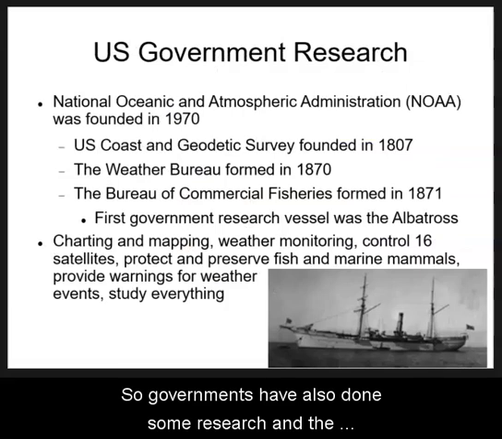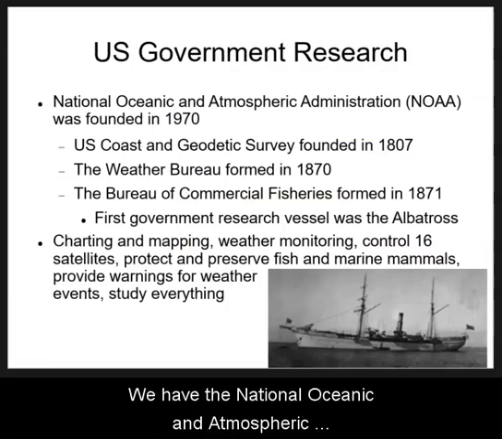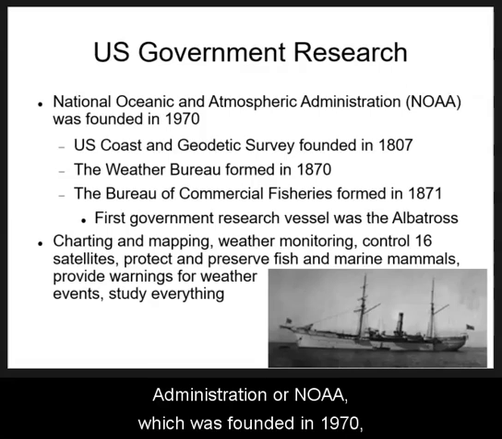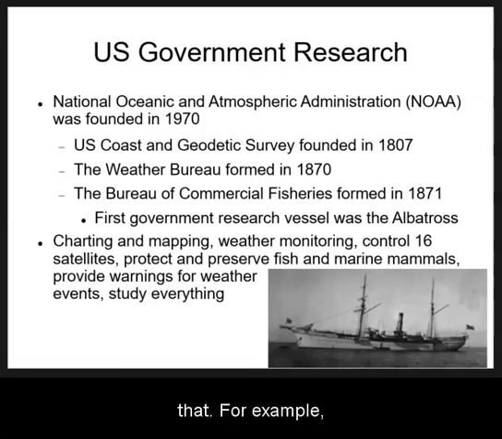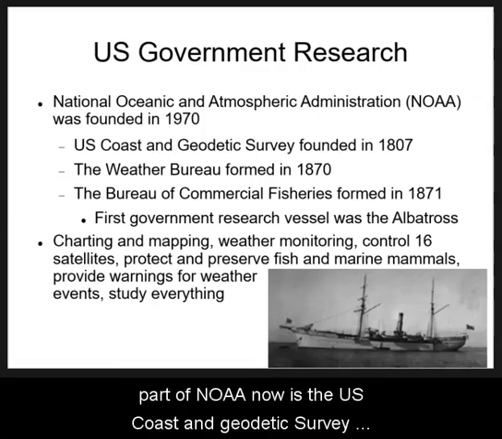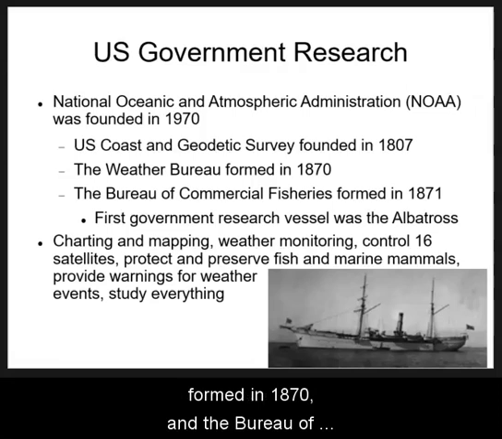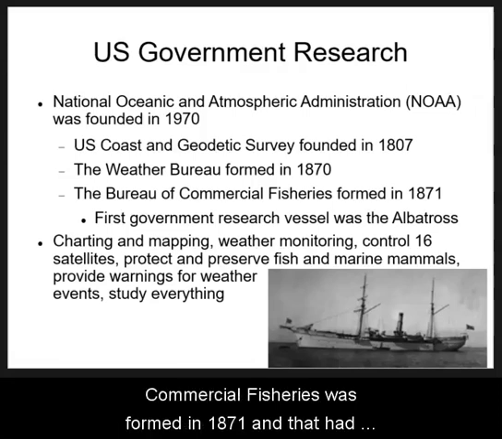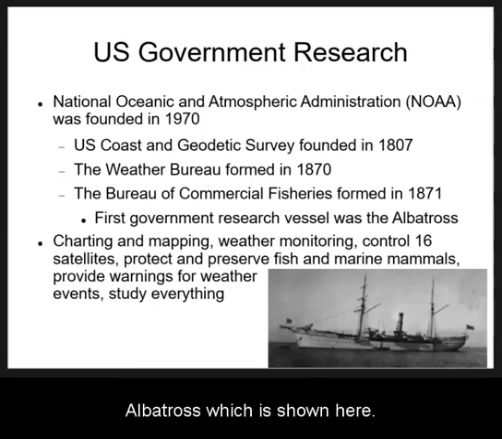Governments have also done research, and the U.S. government is no exception. We have the National Oceanic and Atmospheric Administration, or NOAA, which was founded in 1970. But parts of NOAA were founded much earlier than that. For example, part of NOAA now is the U.S. Coast and Geodetic Survey, which was founded in 1807. The Weather Bureau was formed in 1870. The Bureau of Commercial Fisheries was formed in 1871, and that had the first government research vessel, called the Albatross, which is shown here.